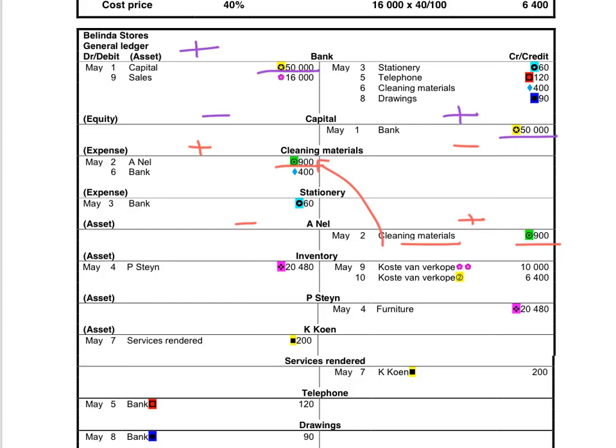The stationery account is an expense. Expenses increase on the debit side and decrease on the credit side. So stationery will be debited with 60 Rand and we take the money out of the bank, so the bank account will be credited with 60. In the bank account, we write the word stationery to know that the double entry was completed in your stationery account.